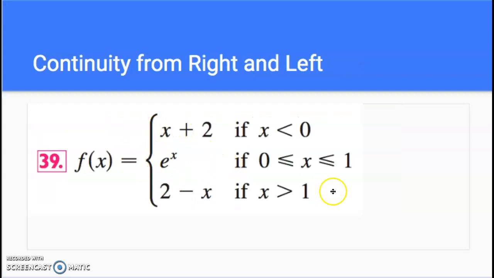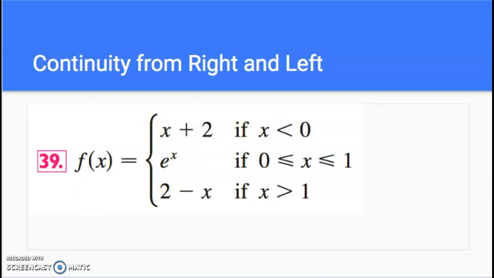So let's look at this function and determine its continuity. So we see that it's a piecewise function and the only breaks in the graph are at 0 and at 1. So my potential discontinuities are at 0 and at 1. To test whether 0 is a discontinuity, we have to plug 0 into the left piece, plug 0 into the right piece, and see if they are equal.